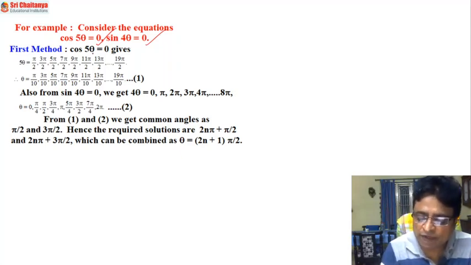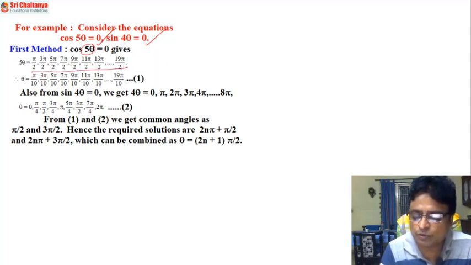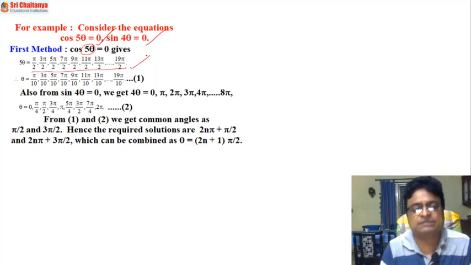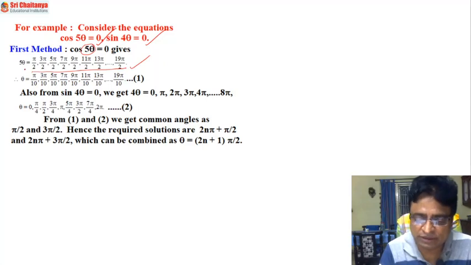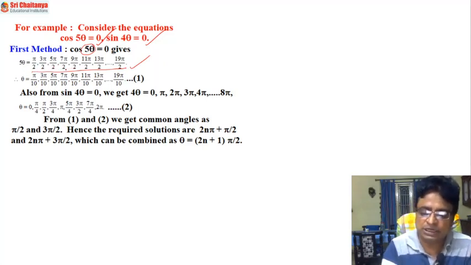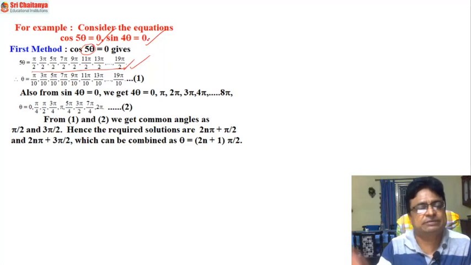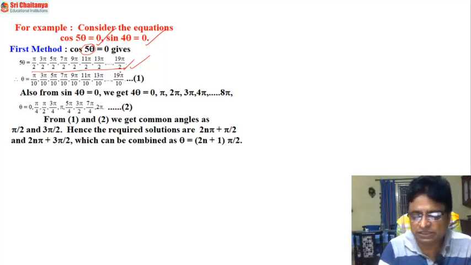So, for what values of 5 theta does cos 5 theta become 0? There are many such values. If 5 theta is equal to pi by 2, 3 pi by 2, 5 pi by 2, 7 pi by 2, 9 pi by 2, 11 pi by 2, 13 pi by 2 and so on, for all these values of 5 theta, your cos 5 theta becomes 0.